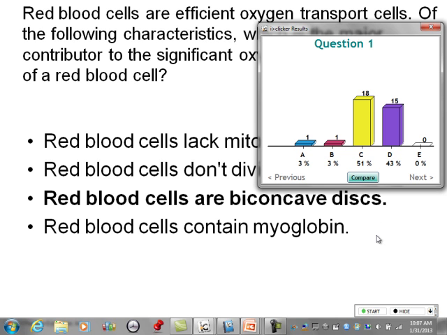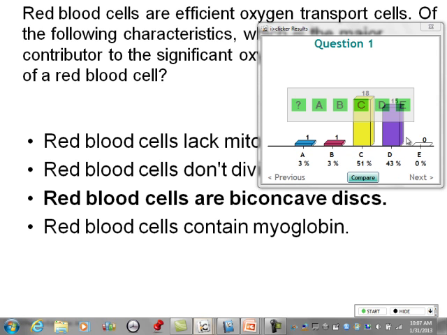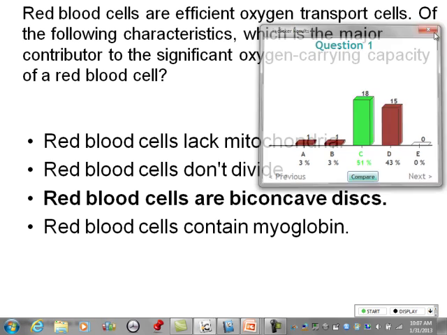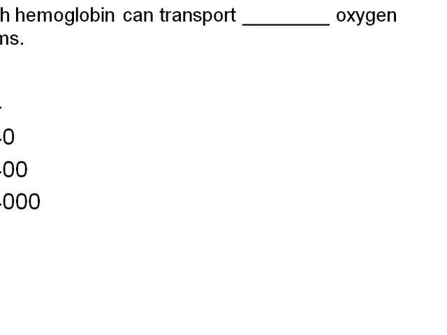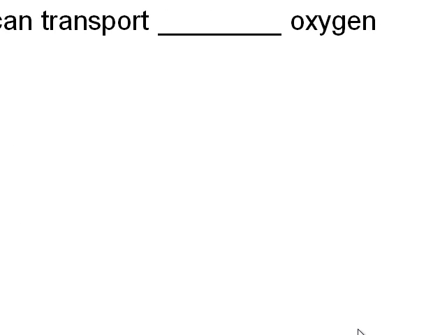Do red blood cells contain myoglobin? What's myoglobin? Yeah, we talked about it when we talked muscles. It's in muscle, not red blood cells. Next, each hemoglobin can transport how many oxygen atoms?